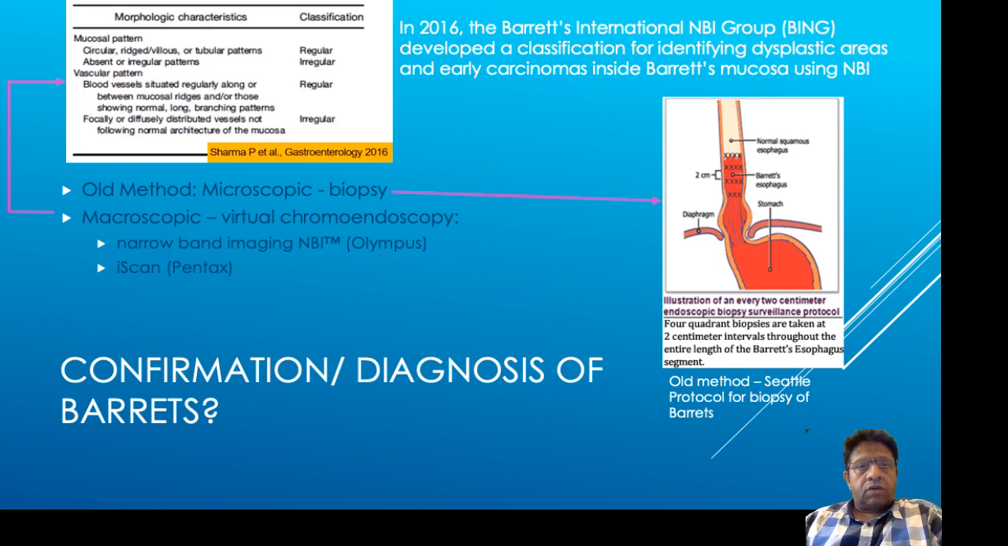And what one looks for is the morphological characteristics, looking at the dysplastic areas and identifying blood vessel patterns and mucosal patterns. And if these are irregular, they can then be described as confirmation of Barrett's.